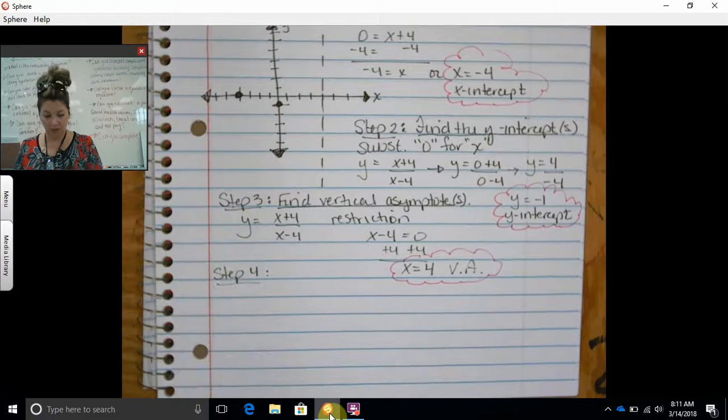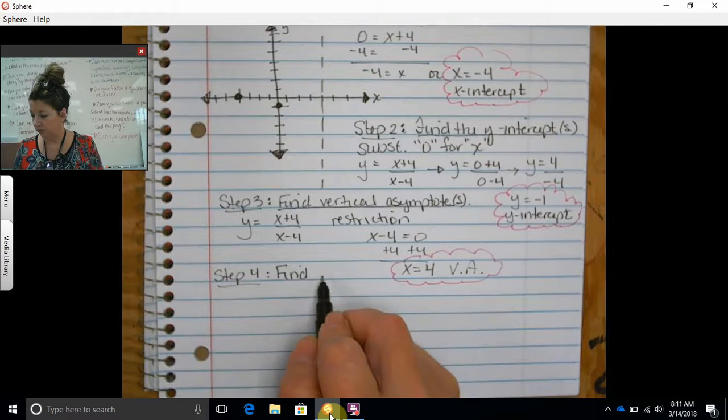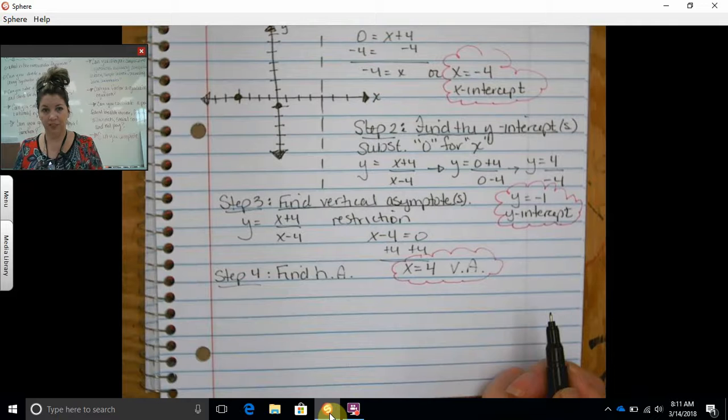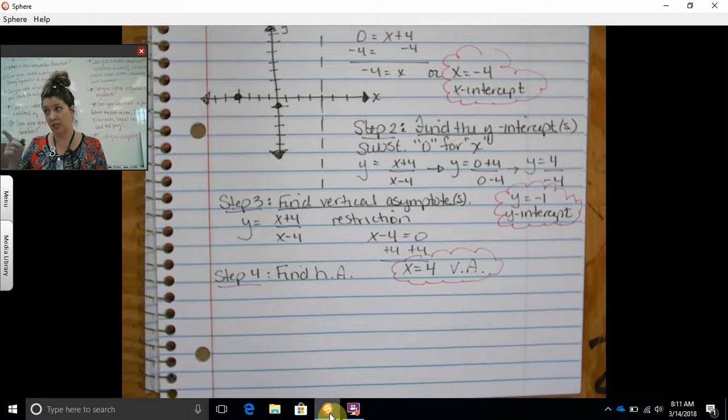Step 4. This is when we find the horizontal asymptote, if there is one. I'm just going to write HA because I'm running out of room. Horizontal asymptote. If you go back and look at your notes on page 148, it says determine if you have a horizontal asymptote. The graph of a rational function can have no more than one horizontal asymptote. You may not have any, but one's the max that you can have. So 1 or 0. This is where we look at degrees.